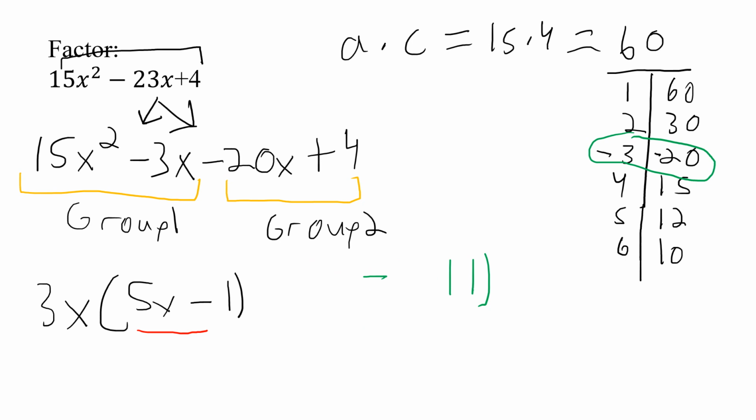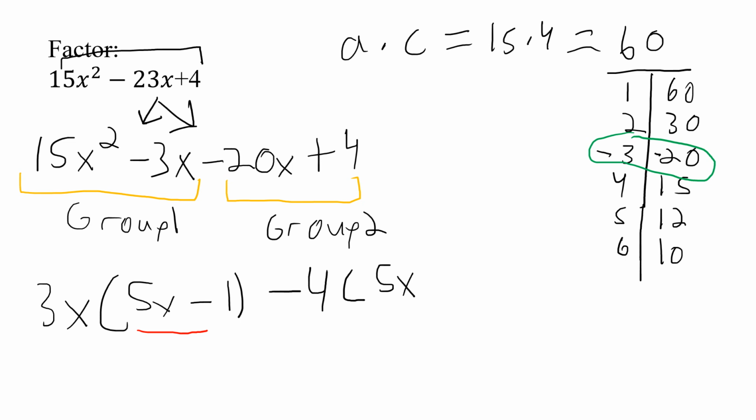Well, I can manipulate it by flipping the signs. How do I flip the signs? I take out a -4 instead of a +4. And when I take out a negative number, both signs change. This -20x divided by -4 becomes positive 5x because a negative divided by a negative is a positive.